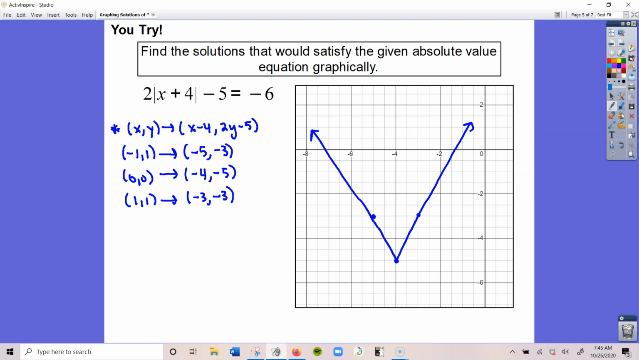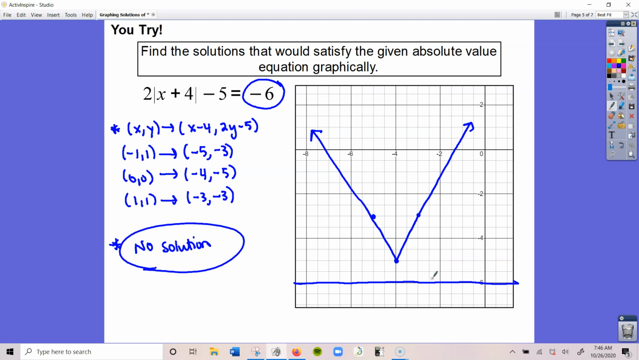This is my absolute value graph. Now I see that it equals negative 6. When I draw that horizontal line at y equals negative 6, I see that there are no points of intersection. And this is because there is no solution. So your solutions are always where your graph intersects that horizontal line. So if it does not, that means that there are none.